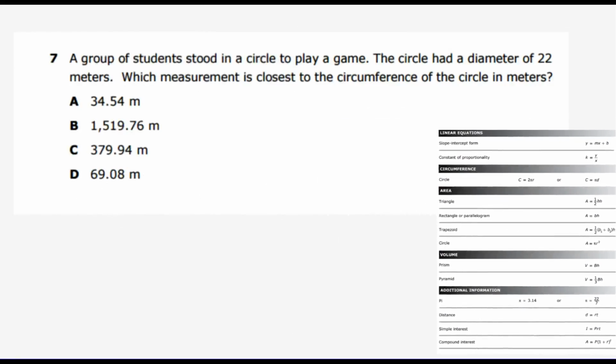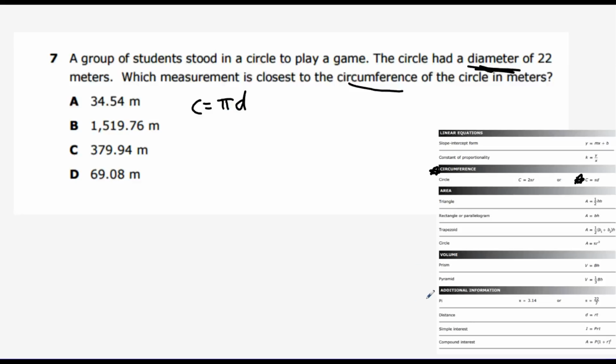This time we're looking at circumference. So we find circumference on our chart. Here it is. It gives us two formulas, 2 pi r or pi d. But since it says what the diameter is, oh, my lines are coming out crooked, I'm going to use pi d. So C equals pi times diameter. Okay, and then I'm just going to fill in my numbers.